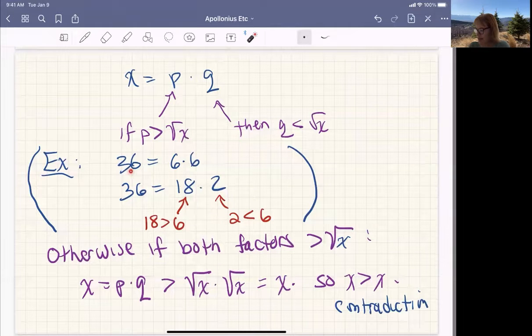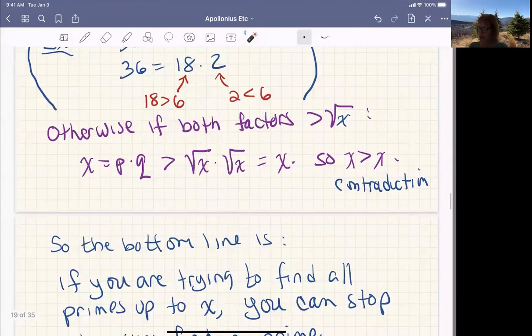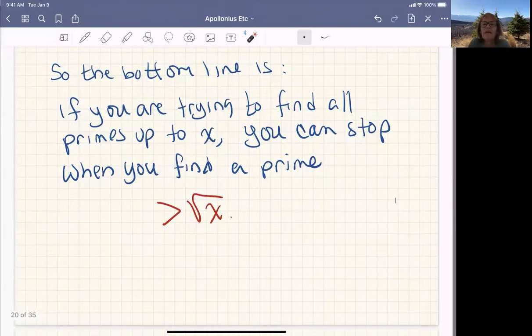Just as an example, 36 is 6 times 6. It's also 18 times 2. So 18 is greater than 6, so the other factor, 2, must be less than that square root. The bottom line is, if you're trying to find all primes up to x, you can stop when you find a prime that's greater than the square root of x.